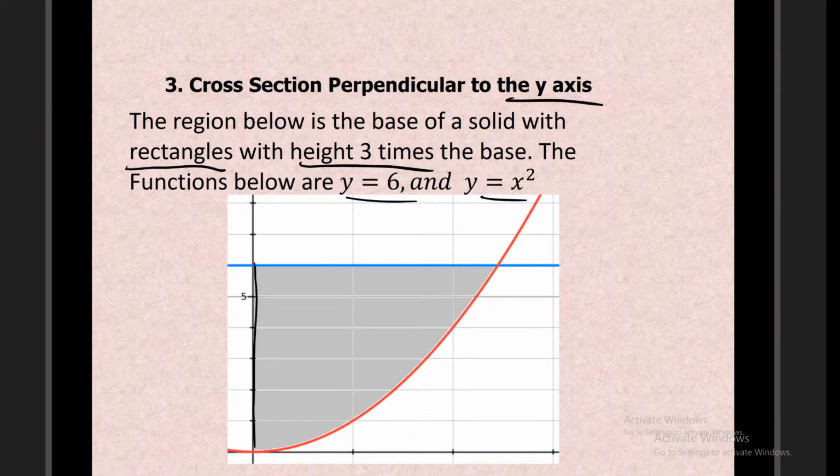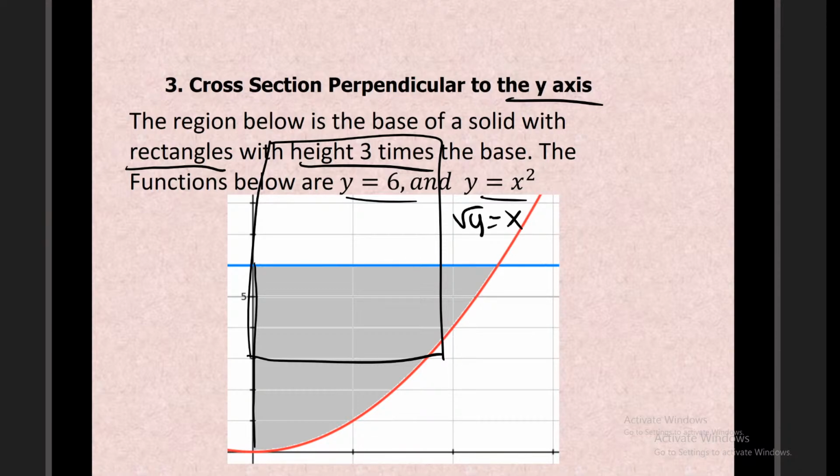We are doing perpendicular to the y-axis here, so actually our rectangles are here, like so, going up in that direction. Which means I'm going to have to solve these equations for x, but there's really only one equation, and it's really easy to solve. So, booyah, done. I solved for x. Which means this distance, the x distance, because this is the x coordinate of the curve, is the square root of y. Sweet.